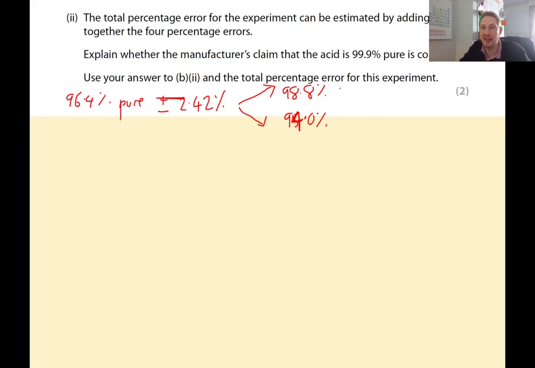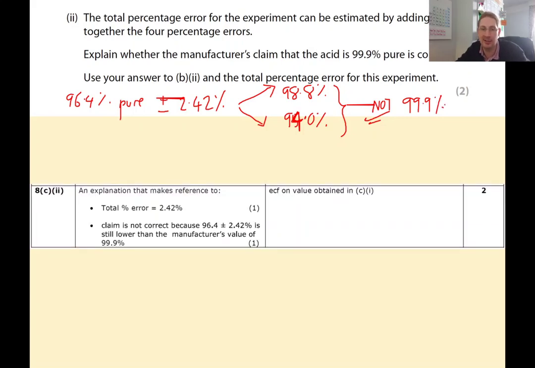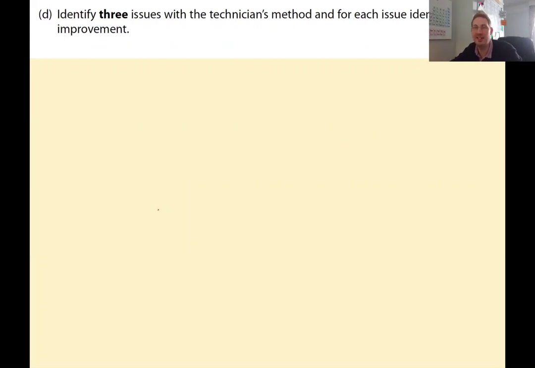So the range that the actual stuff could be is between those two, and clearly that is not compatible with 99.9%. So even taking into account the error in the experiment, which is 2.4%, that cannot be right. So the claim is not correct because the amount we calculated plus 2.42% is still lower than 99.9%. Told you these had come up.